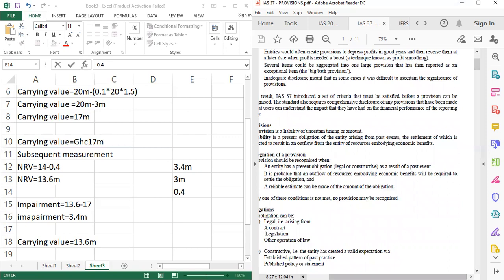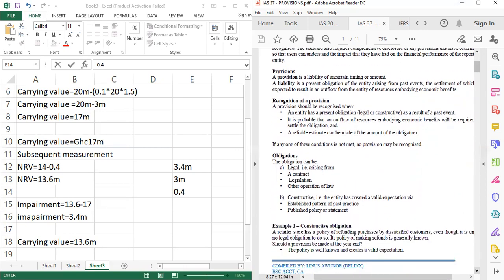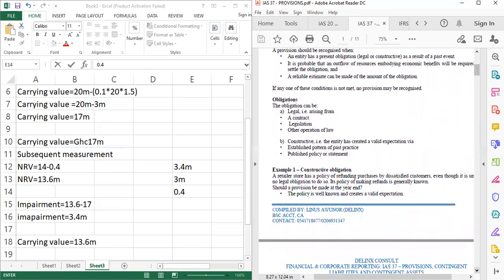Let's move on. So the obligation, legal can be contract legislation, constructive can be established pattern of past practice, which is the organization. This is what we have been doing. Or published policy is the policy of the organization to be making provision for these particular items. All right.